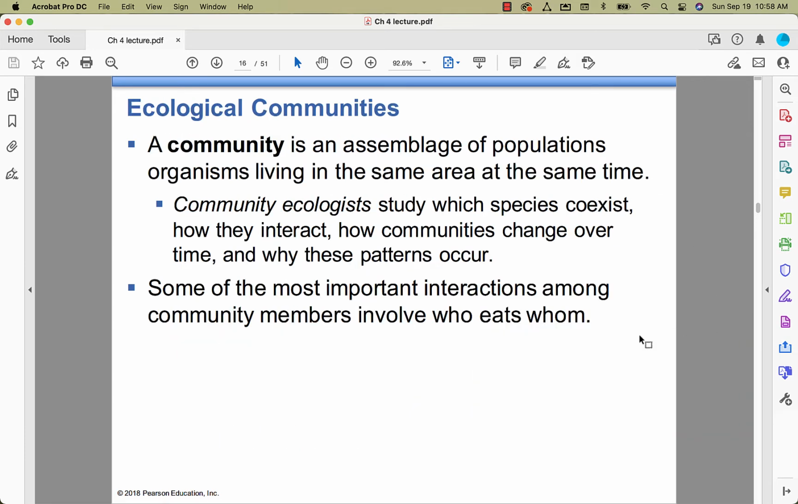So the definition of a community is a bunch of populations of organisms living in the same area at the same time. A population is a group of individuals of the same species living in the same place at the same time. So a community is a bunch of different populations living in the same place at the same time.